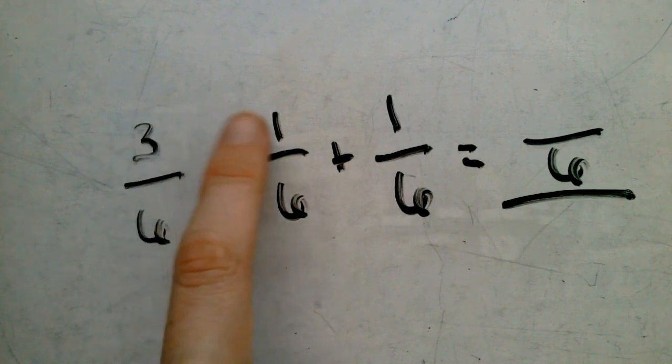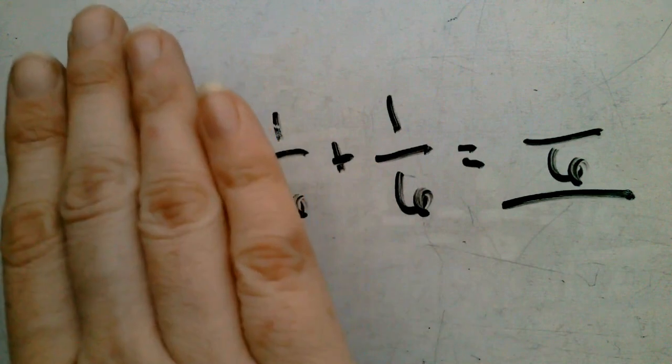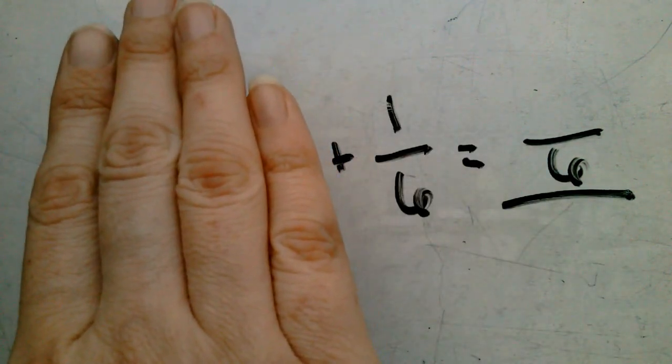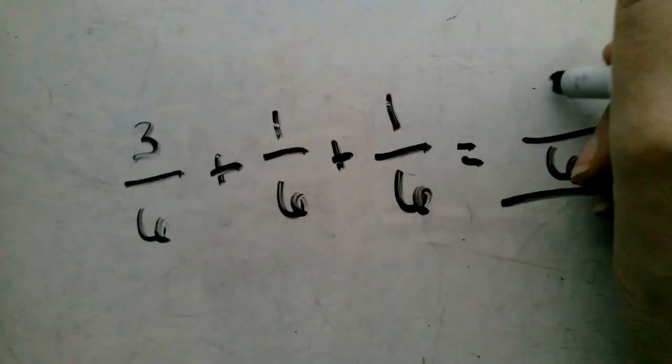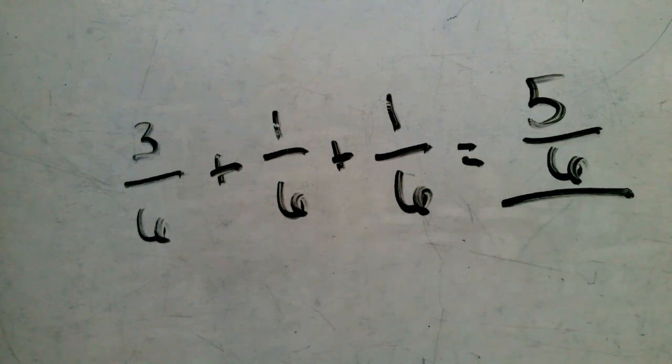Everybody, what's 3 plus 1? Shout it out. 4. Good. What's 4 plus 1? Everybody shout it out. 5. Nice job. That means our answer for this would be 5/6. Good job, mathematicians. Let's flip it over and try a subtraction problem now. Erase your whiteboards and let's try the subtraction problem.